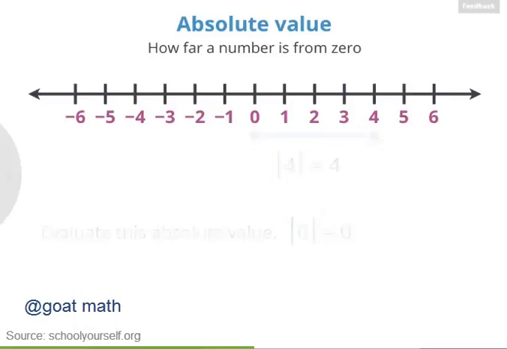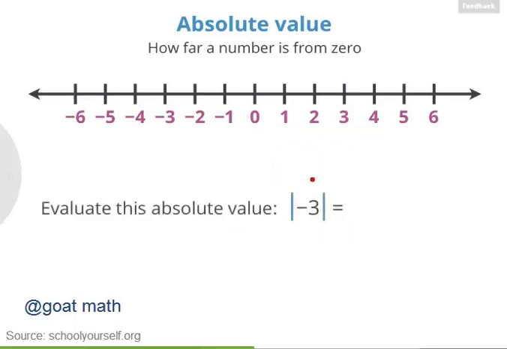Now here's where things get interesting. What's the absolute value of negative 3? In other words, how far is negative 3 from 0? How long is this segment over here? Precisely. So the absolute value of negative 3 is positive 3, because this segment has length 3.